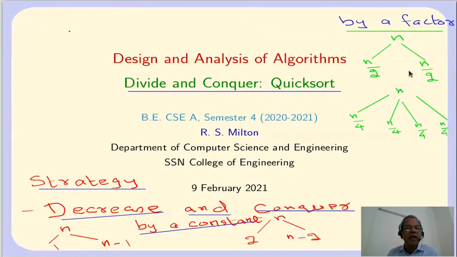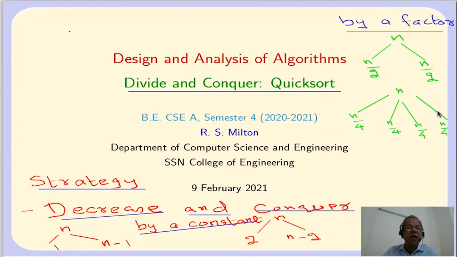Consequently, in decrease and conquer, every call will result in only one recursive call because there is only one subproblem. Whereas in divide and conquer, one problem may be divided into 2 subproblems or may be divided into 4 subproblems and so on. Therefore, one call to the algorithm will result in 2 recursive calls or maybe 4 recursive calls. These are the 2 main differences between decrease and conquer and divide and conquer.